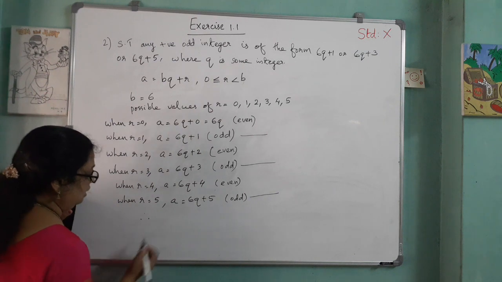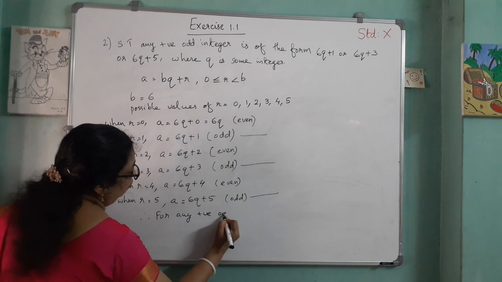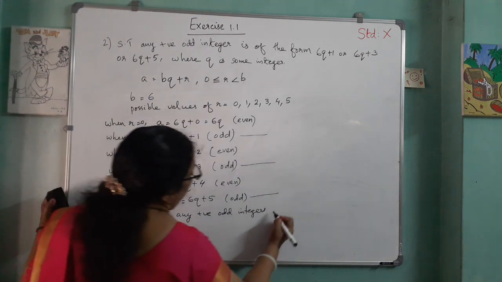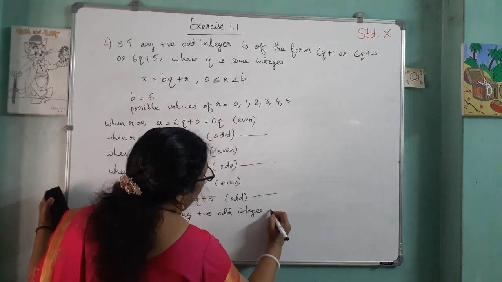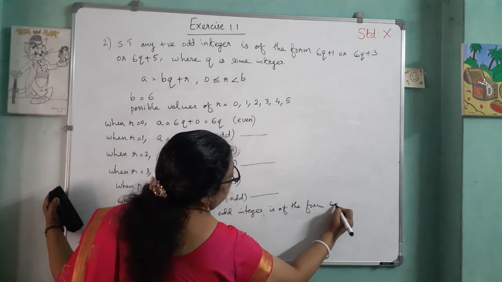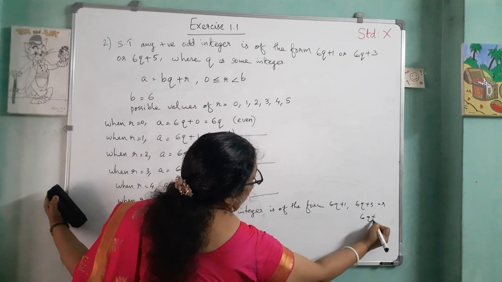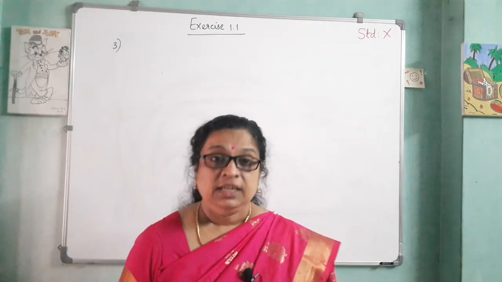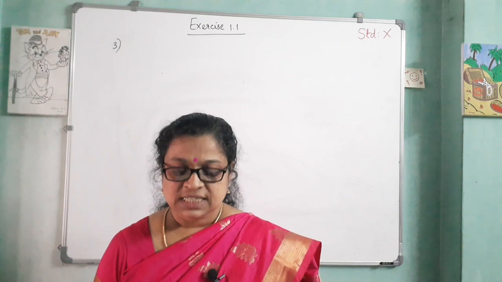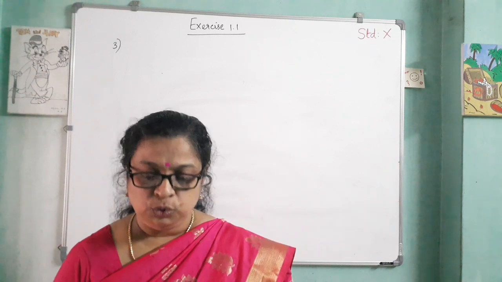So we can write, therefore, any positive odd integer is of the form 6q plus 1, 6q plus 3, or 6q plus 5. Clear? Next, third question. An army contingent of 616 members is to march behind an army band of 32 members in a parade.